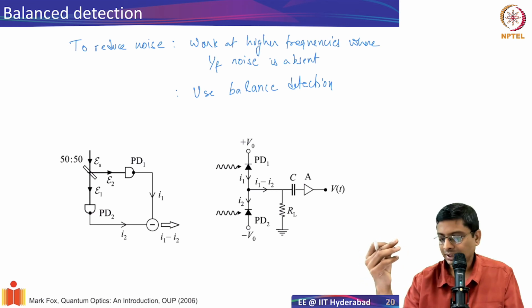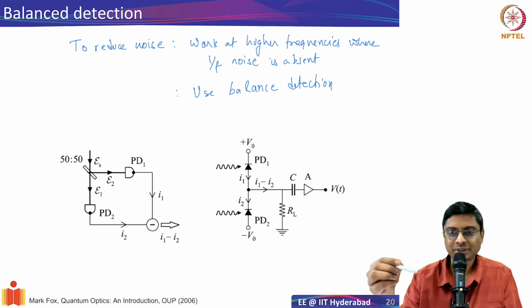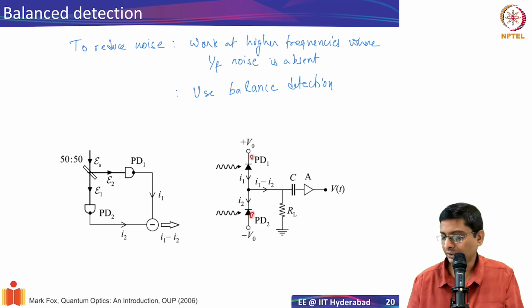A practical implementation of the circuit could be something like this. Let's say you have two photodiodes and you apply voltage V0 and minus V0. If you do this, effectively this point here should be close to center.